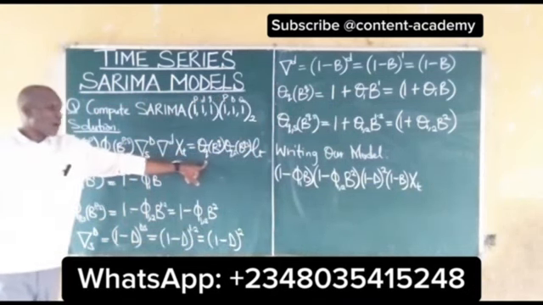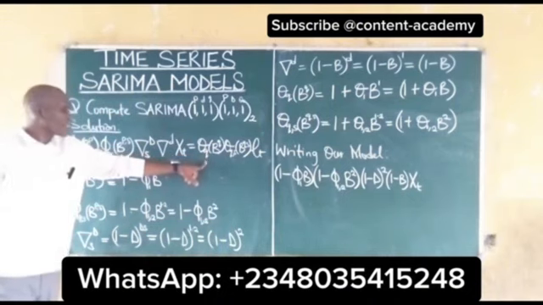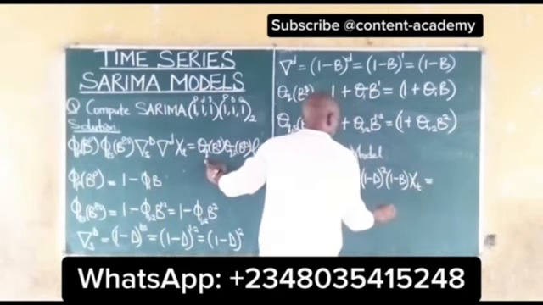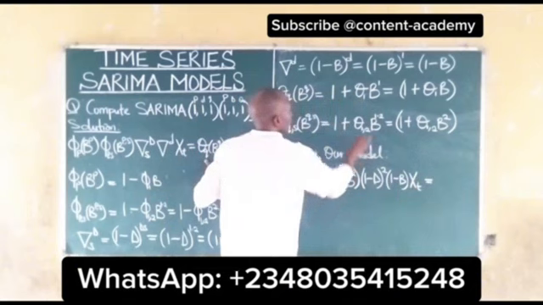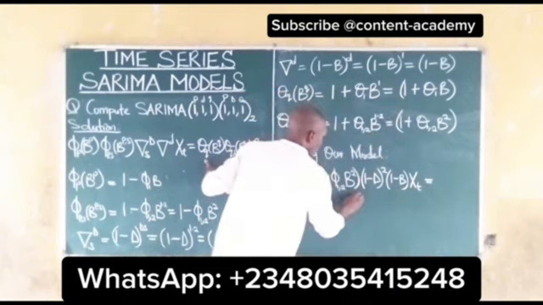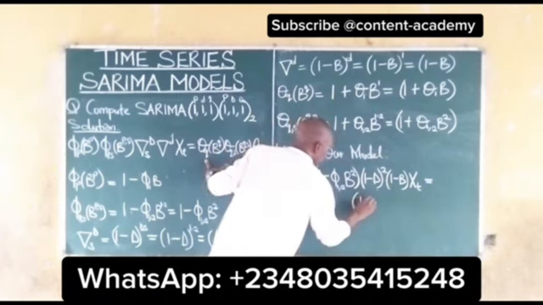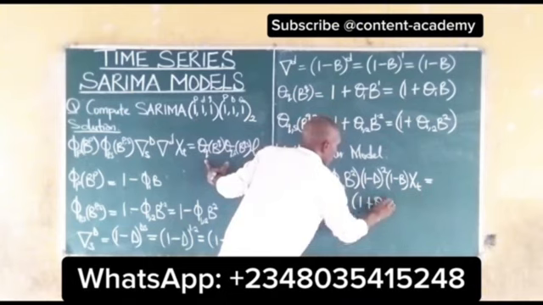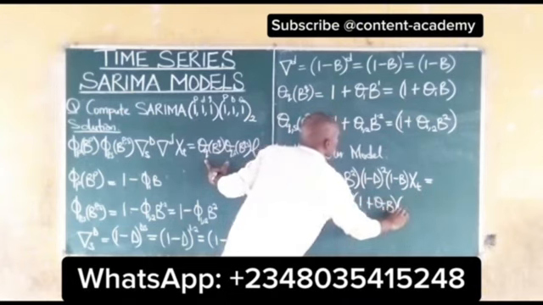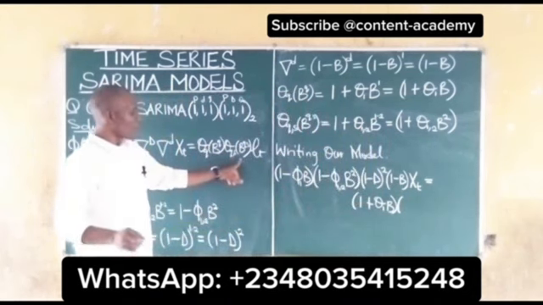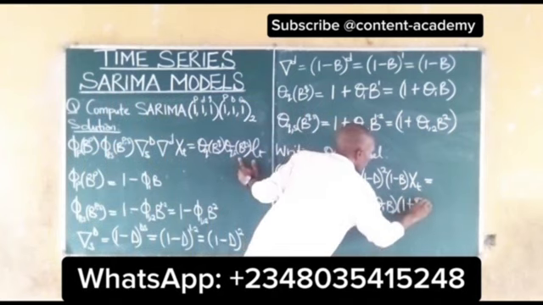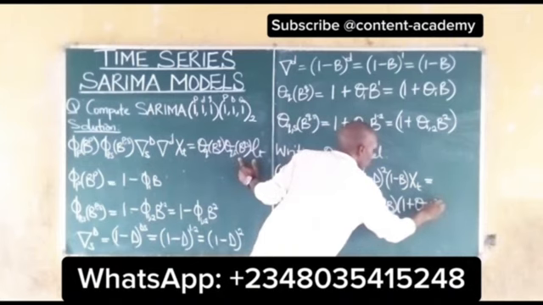Now we move over to our moving average part. The first part here will be our moving average part. We have 1 plus theta_1 B multiplied by this. So we have 1 plus Theta_{1,2}, then B raised to the power of 2.